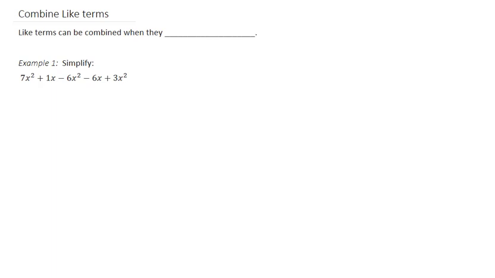Combine like terms. Like terms can be combined when they are the same. So let's look at example 1. We're going to simplify the following. We have 7x squared plus 1x minus 6x squared minus 6x plus 3x squared.